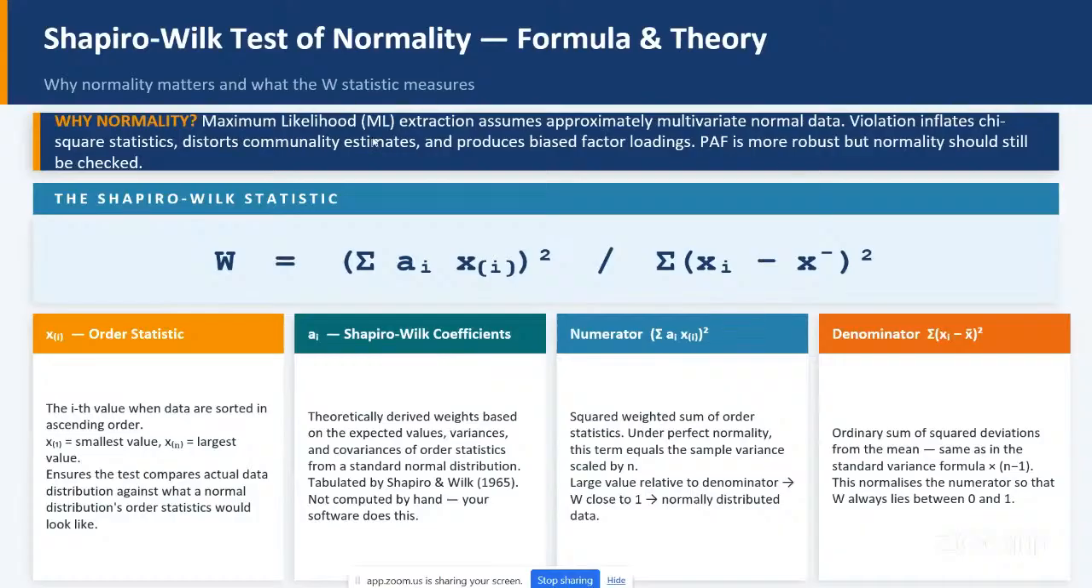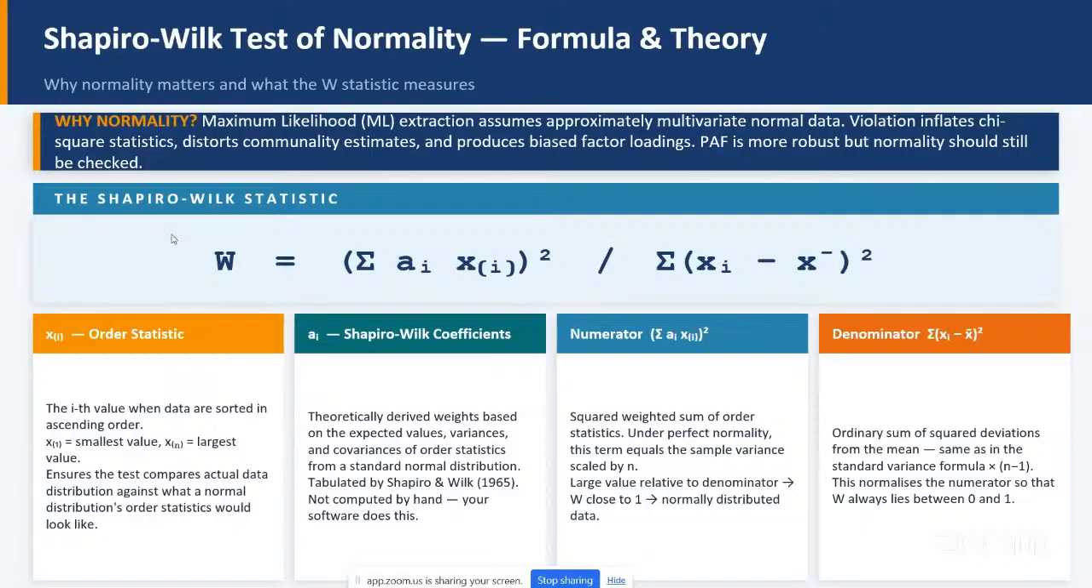When we are using MLE, that is maximum likelihood, I have already mentioned the ML part, right? So the normality assumption is needed for that. Maximum likelihood extraction assumes approximately multivariate normal data. Violation inflates chi-square statistics, distorts communality estimates, and produces biased factor loadings. PAF is more robust, but normality should still be checked.